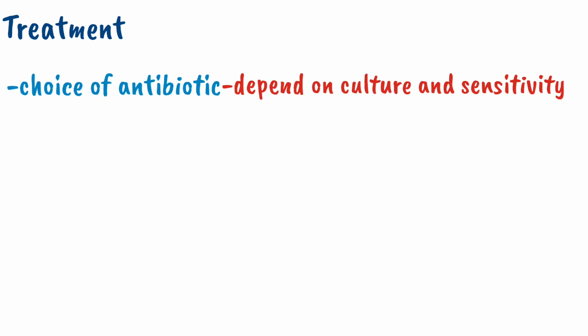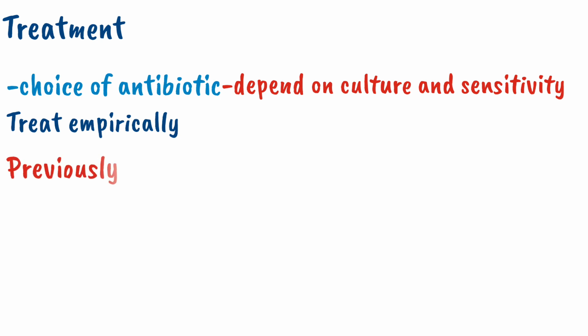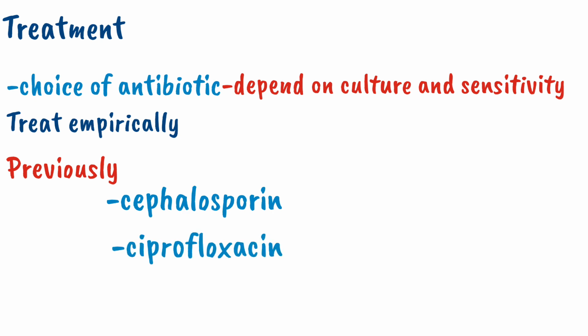Now coming to the treatment of typhoid fever. The choice of antibiotic depends on culture and sensitivity, but the culture and sensitivity take time. So during this time, we can treat the patient empirically. Previously we were using cephalosporin, then the typhoid bacteria became resistant to it. After that, we were using ciprofloxacin, but now the bacteria have also developed resistance to ciprofloxacin.